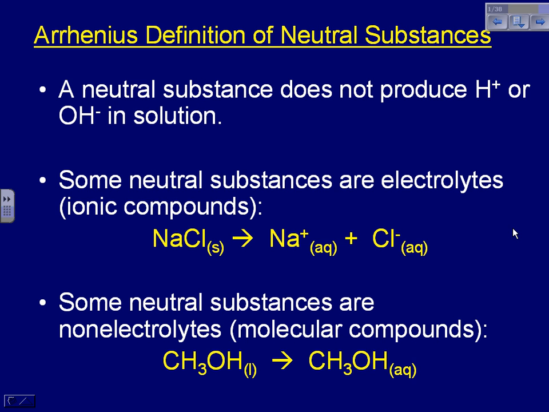Now, the Arrhenius definition of a neutral substance. You would have written that down when you copied down the chart. No need to write this down. And if you want to get this information, it is online. It's something that dissolves in water but doesn't produce an H+ or an OH-. Sodium chloride, Na+ and Cl-. When it dissolves in water, there's no OH- or H+ produced. So according to Arrhenius, this would not be an acid or a base.